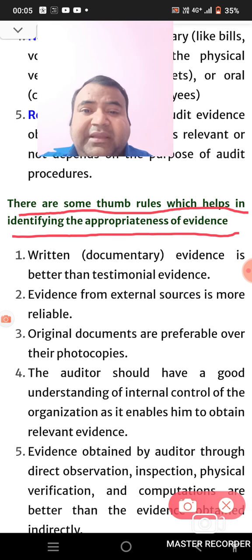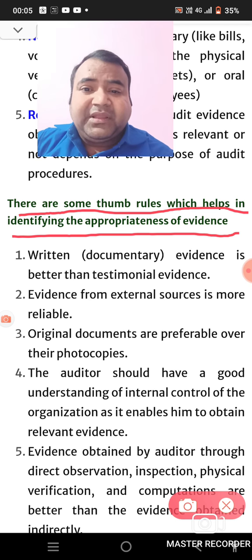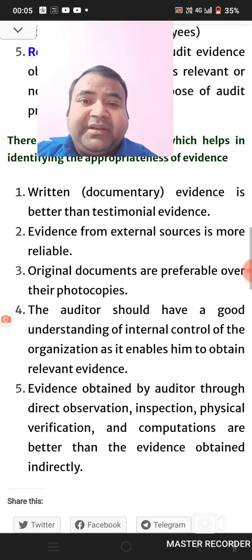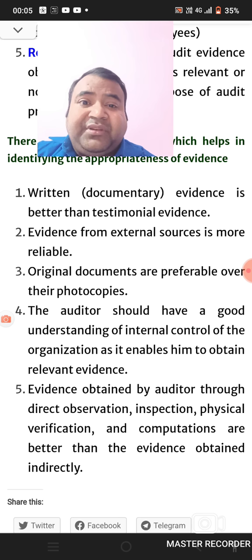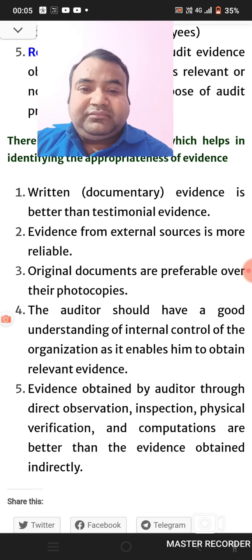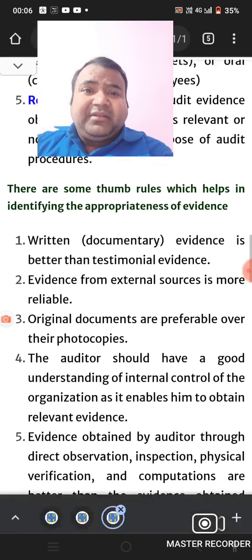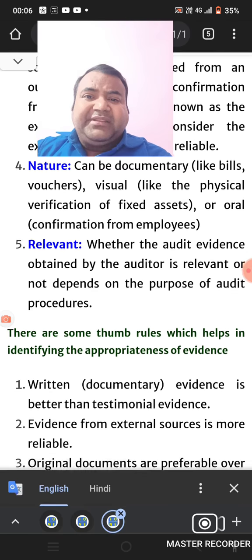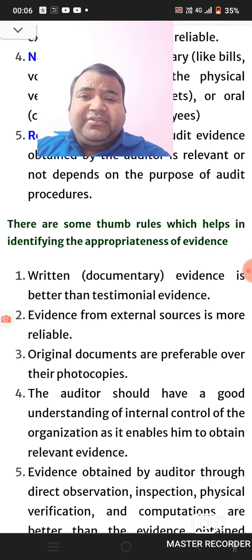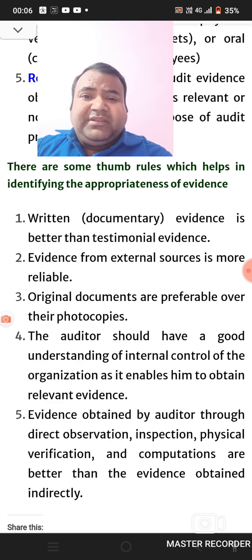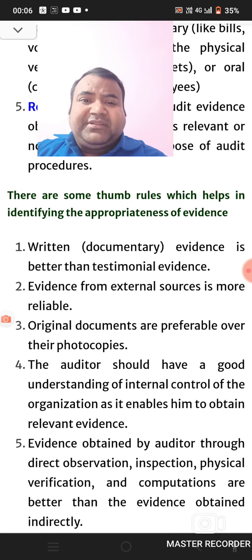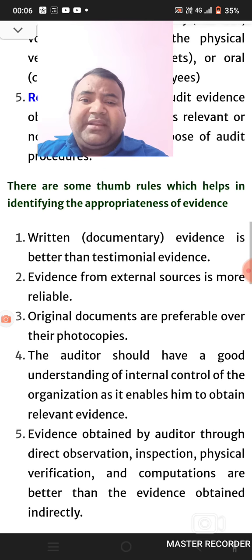Here we can see written documentary evidence is better than testimonial evidence. Yes, it's true, because the written documents which have been collected, like we have seen earlier, bills and vouchers, are written documentary evidences. These are more reliable, or more appropriate, or better than testimonial evidences.